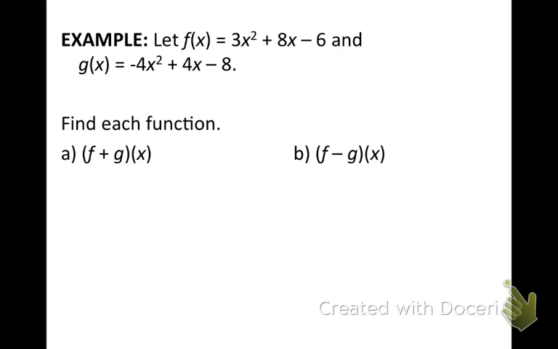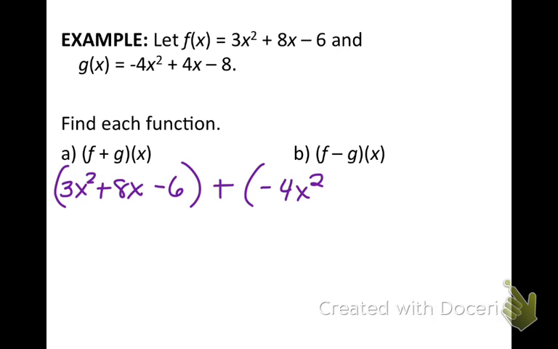Okay, so f plus g means we're going to take function f, which is 3x squared plus 8x minus 6, and I'm going to group that together with some parentheses. And I'm going to add to it negative 4x squared plus 4x minus 8.